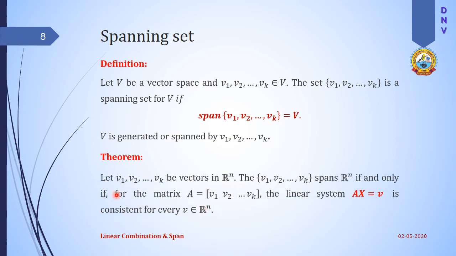There is a theorem: let v1, v2, ..., vk be vectors in Rn. The set spans R raised to the power n if and only if, for the matrix containing these vectors as column vectors, the linear system Ax = v is consistent for every v. What does consistent mean? It has solutions. This is a very important theorem. It requires a proof, but this proof will be taken up in the next lectures.